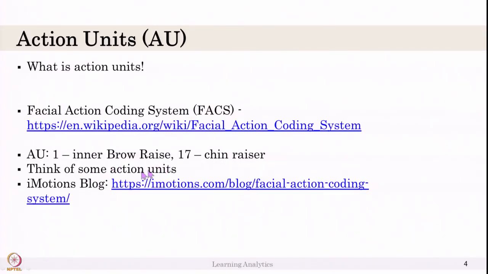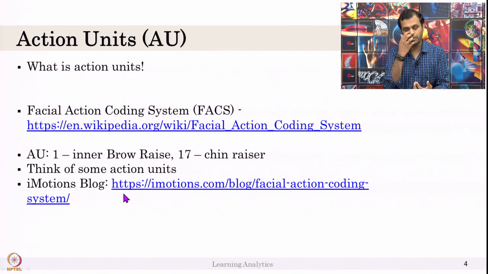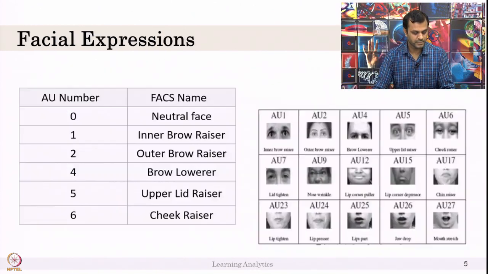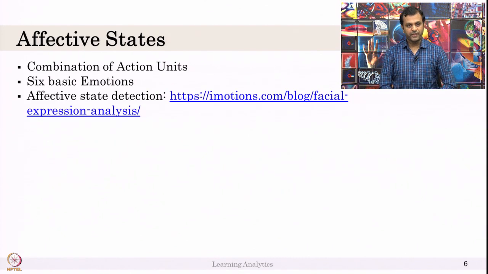Let's go back to the slide. So, some of the action units we thought about, we checked the blog again, and how to combine them and do it automatically, we'll see. There are more examples, like AU1, AU2 with figures and pictures, and you can check those details here. The blog I showed from iMotions is really helpful to understand that. So, what is affect? It is a combination of action units, like the 6 basic emotions, and how to detect these affective states.